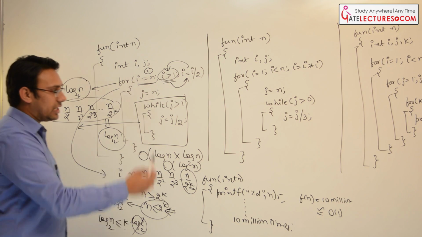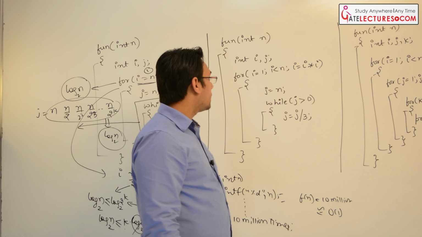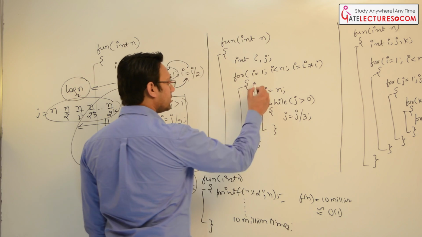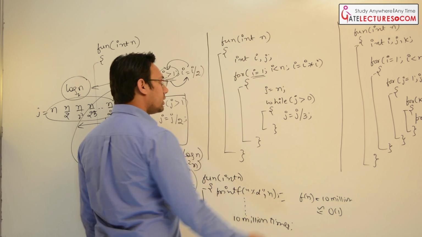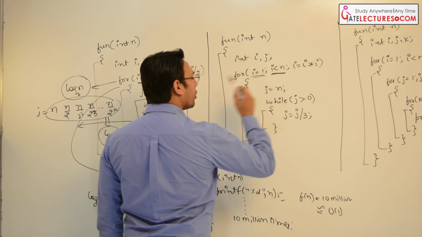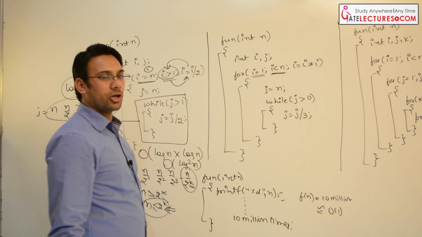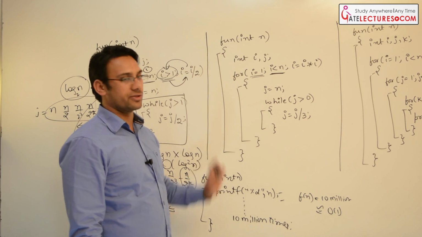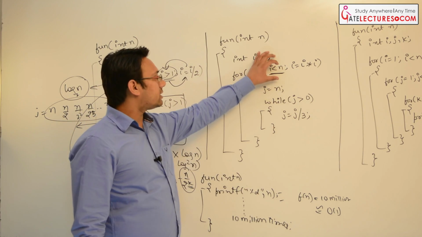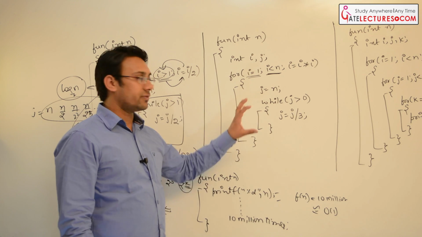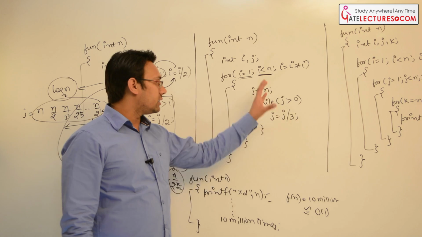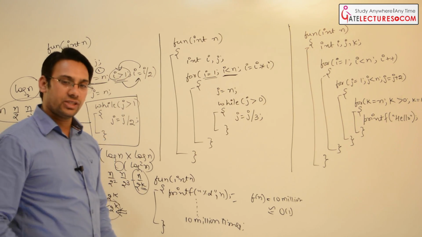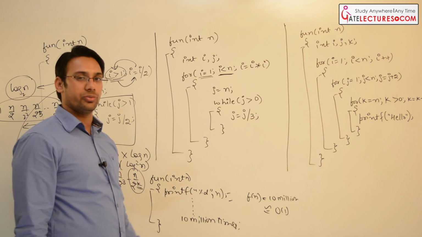Okay, now let us take the second example here. In this case, again this statement will be executed only once. Now for this statement, we have to identify how many times this for loop is going to be executed. Why? Because as long as this statement is true, we are going to execute this for loop. When this statement becomes false, then we will come out of this for loop. We just have to identify how many times a loop is going to be executed.